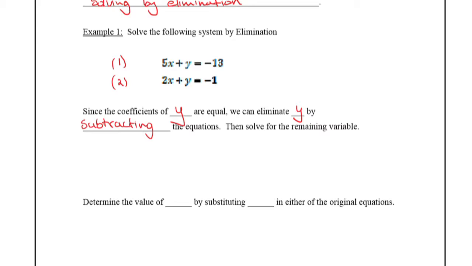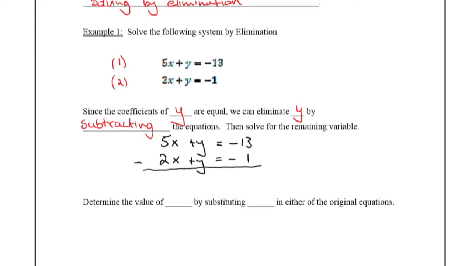All right, so I'm going to rewrite my equations down below, on top of one another, just like they're written up above. So we're going to have 5x plus y is negative 13, my first equation, and 2x plus y is negative 1. Those are my two equations, and I'm going to subtract them, just like I would in grade 3 or 4, I would guess. Just like the old days.